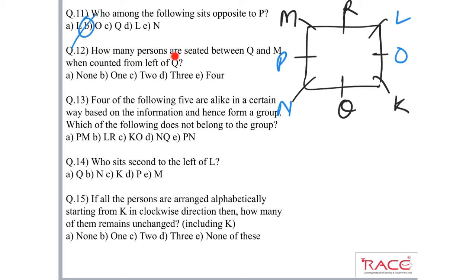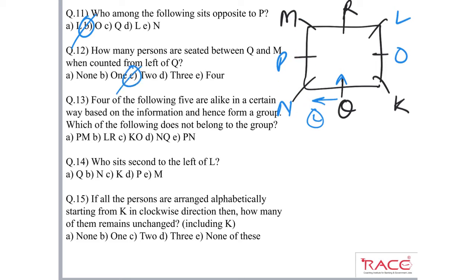Next, how many persons are sitting between Q and M when counted from left of Q? So Q is here and Q is facing inside and this side is left of Q. So when counting left of Q, how many persons between Q and M? 1, 2, so 2 persons. So what is our answer? Option C.